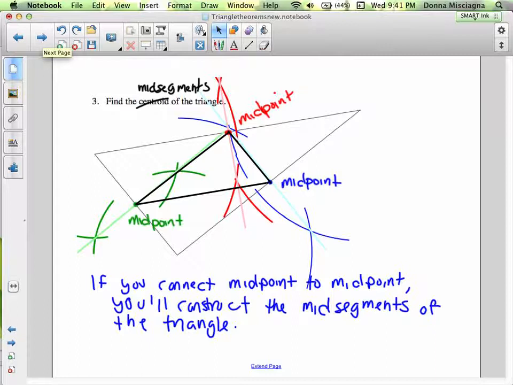So I hope you enjoyed that. If you'd like me to do that in class with a triangle, see if I can find the centroid of the triangle, and if I can balance it on a pencil point, let me know, and I'll do that in class.